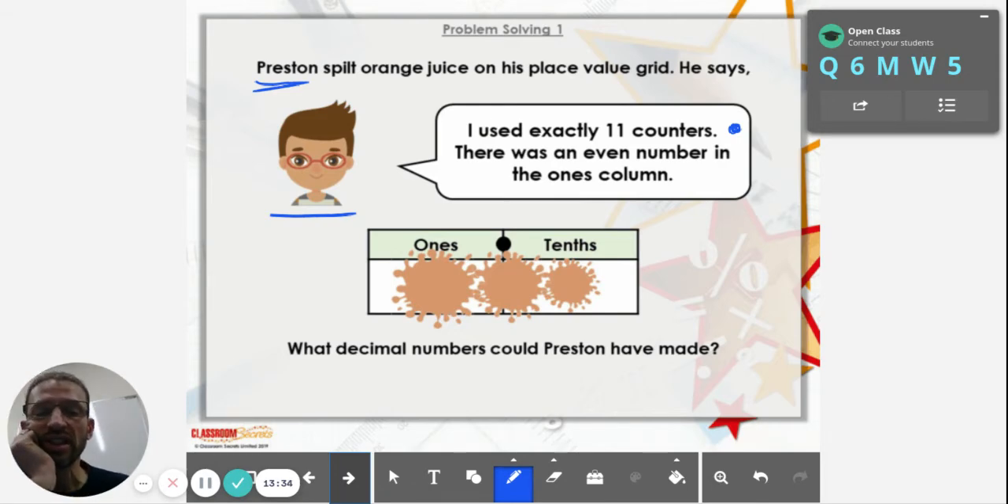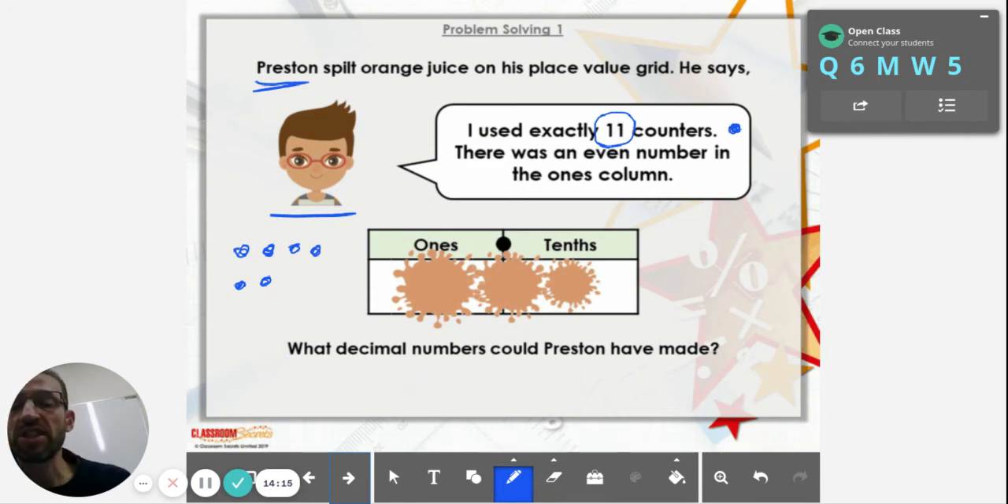So if he's got 11 counters, and there's an even number of them in the ones column, our ones have got to be an even number. So it could be 2. It could not be 3 because that's not even. But it could be 4. It could be 6 if we made it 6. Any even number could go in the ones column. But if we know he used 11 counters altogether, what would the whole number be? What would the complete number be?